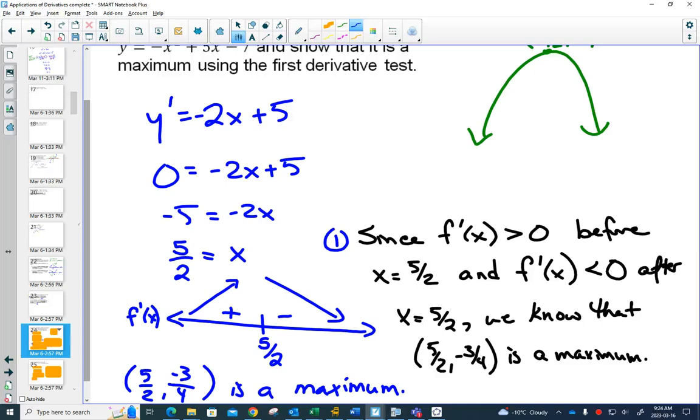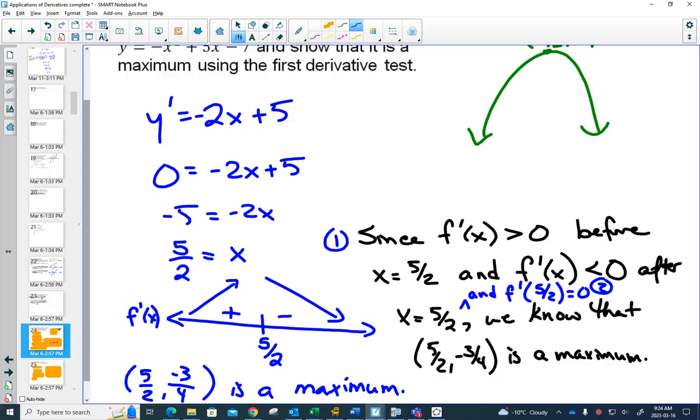I didn't give my second reason, right? I also need to say, and, look at that, here I go and I spout out about how important it is to show 2 reasons, and then, and f prime at 5 over 2 equals 0, there's our second reason. We know that it is a maximum. We need to acknowledge that we see both of those things.